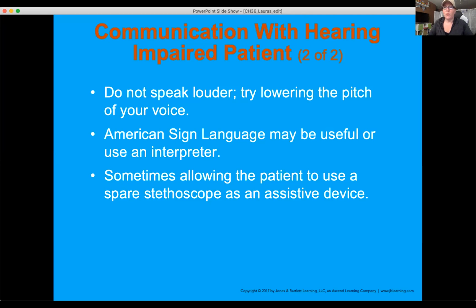Sometimes there's a language barrier. If there's a language or communication barrier at all, that's also part of my narrative, regardless of what it is. A language barrier, something that inhibits communication with this patient, okay?